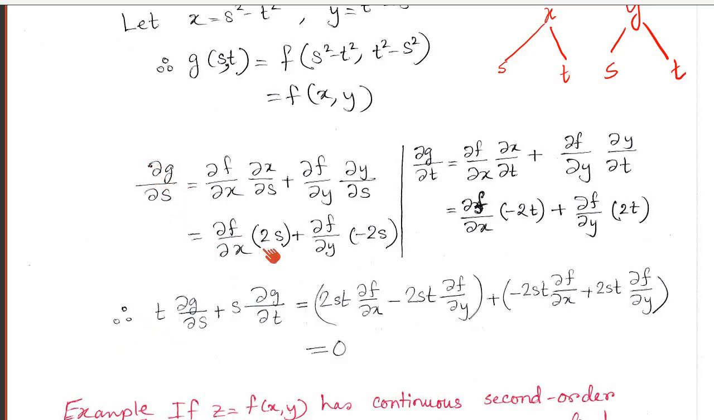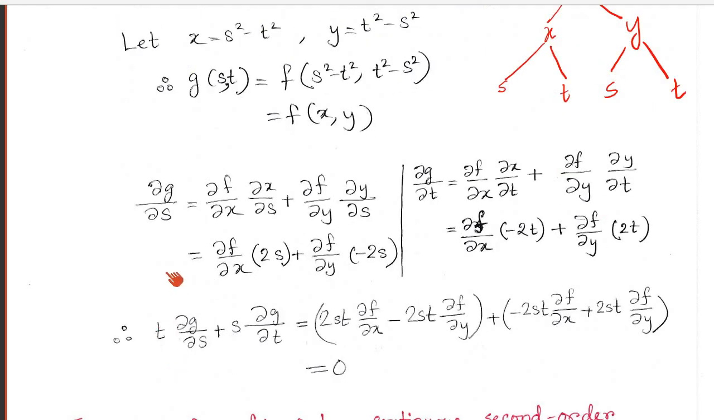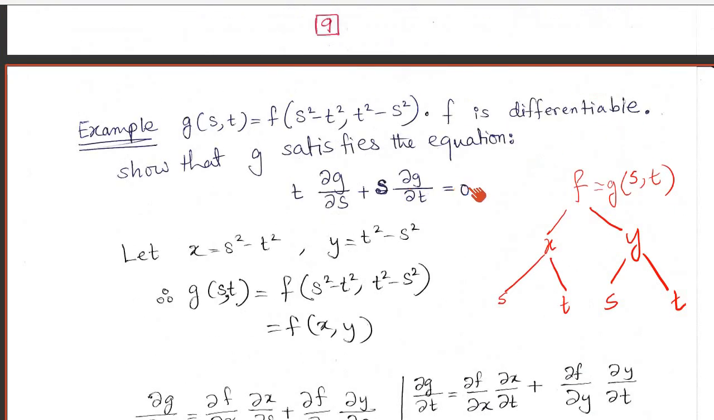Now substitute the values. On our left hand side we have this in the equation. So write it down. t multiplied by everything here. So t into twice s, twice ts df dx. t into negative twice s, negative twice st df dy plus s into twice t, twice st df dx, s into twice t, again twice st df dy. Remove the bracket, the final answer is 0, which is the right hand side.